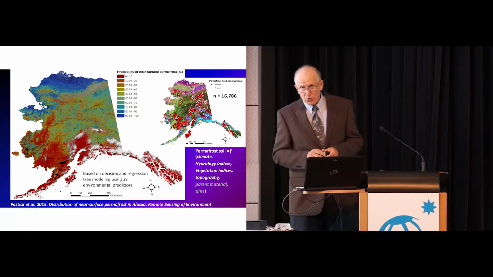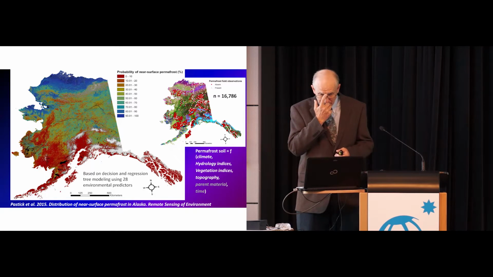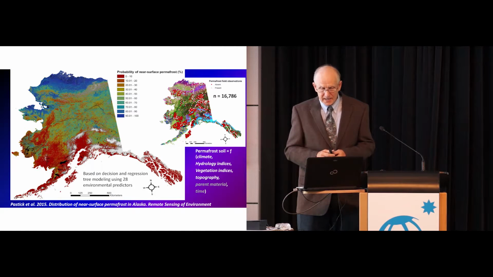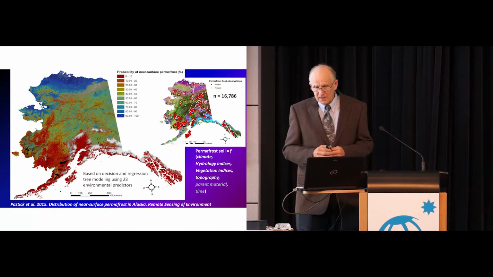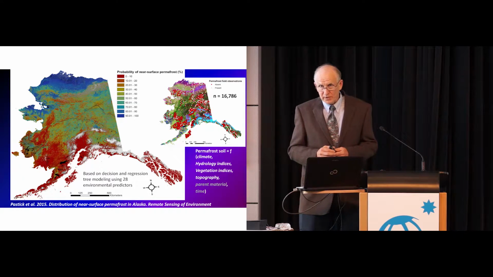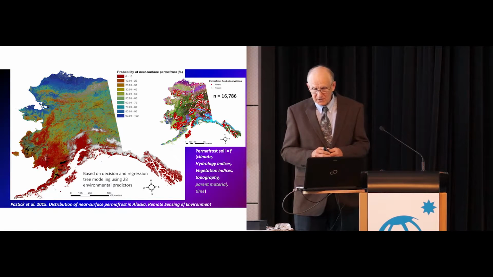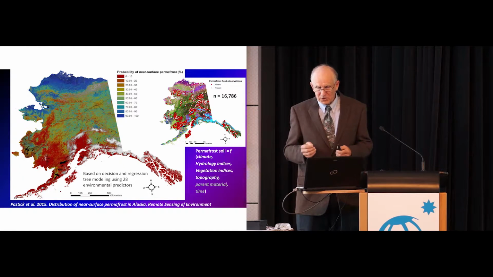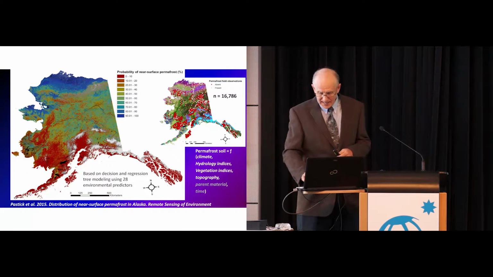Neil Pastick has taken this approach another step farther, using remote sensing, Landsat data, and field data, and then using decision regression tree modeling, incorporating 28 environmental variables based on the analysis of permafrost relationships at 16,000 field observations compiled from numerous studies. And here we're making permafrost soil a function of climatic indices, hydrologic indices, vegetation indices, and topography. But we have not been able to incorporate parent material because we don't have any sufficiently high-resolution maps of superficial geology, and we're not incorporating time.